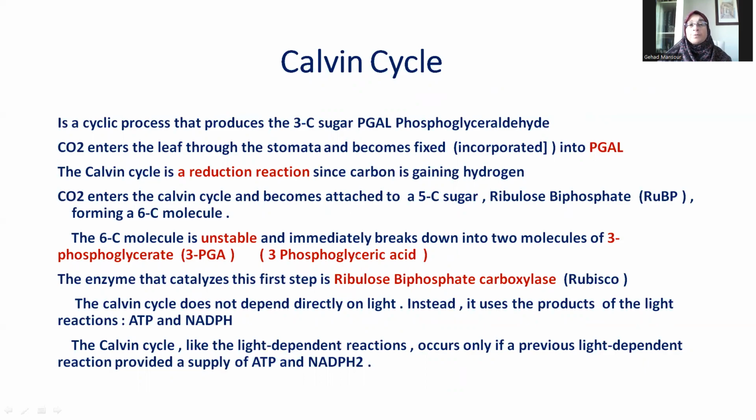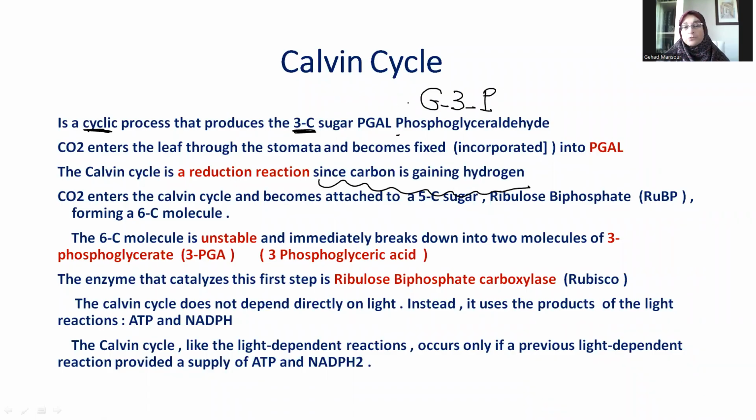As we said before, the overall reaction that occurs is a reduction reaction. Why? Because carbon is gaining hydrogen. We also said that the Calvin cycle is a cyclic process, and that at the end of the day, we produce a 3-carbon sugar. When we were explaining the Calvin cycle, we said glyceraldehyde 3-phosphate.